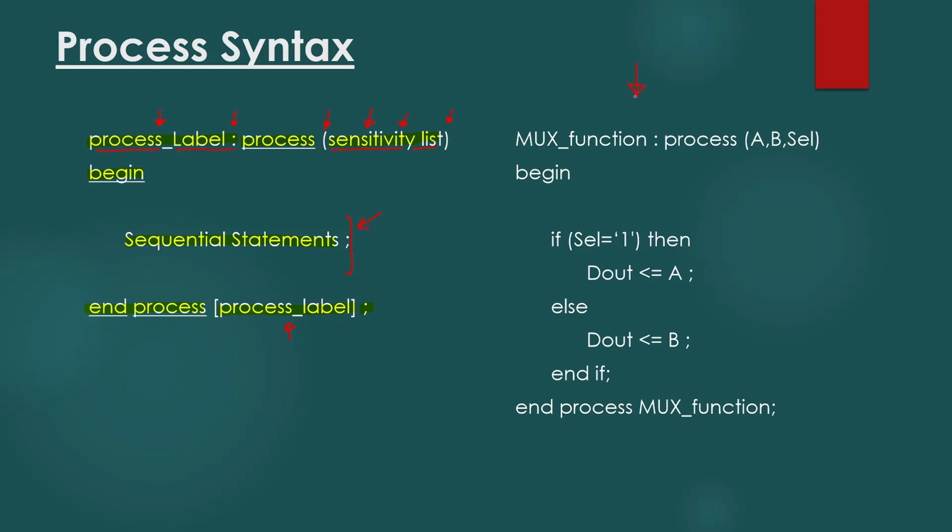Let's move to the example on the right side. It is a simple multiplexer. So we wrote mux function, which is our process label, then a colon, and write process and type a, b, select in the brackets. Then type begin and start writing your function. So type if select is equal to 1, then dout gets the value of a, else dout gets the value of b, semicolon, end if semicolon, and end process semicolon.